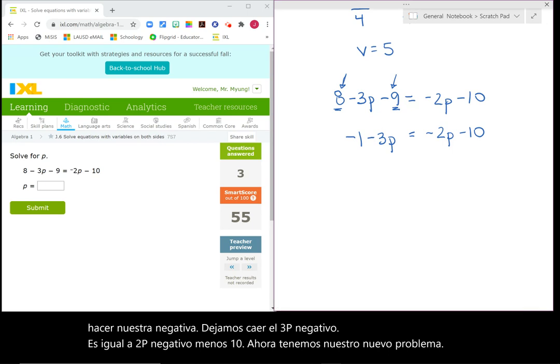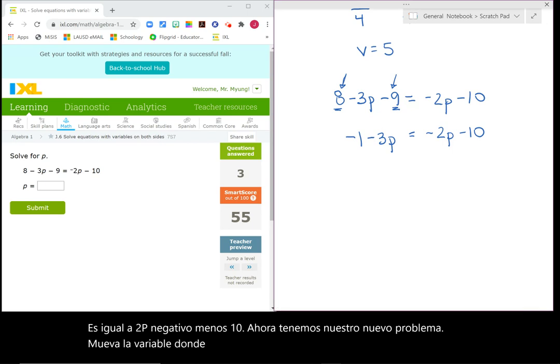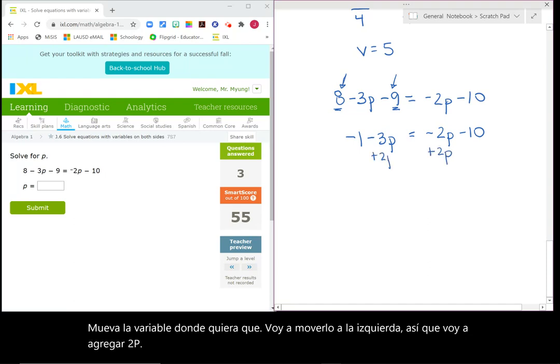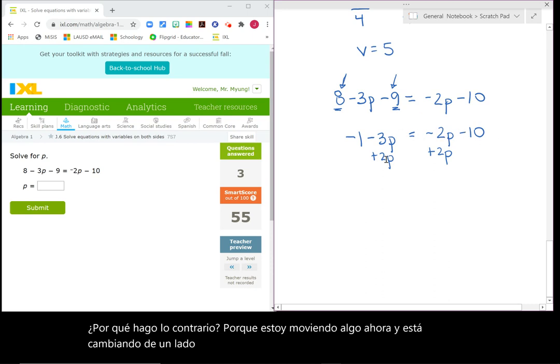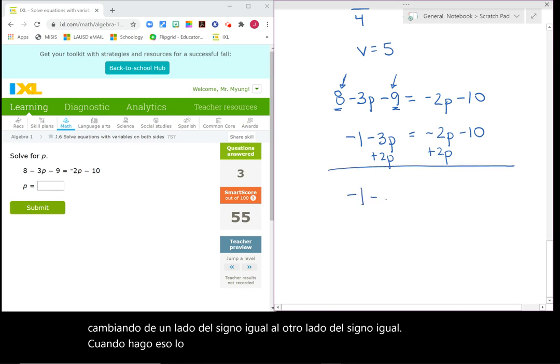Move the variable wherever you want. I'm going to move it to the left, so I'm going to add 2p. Why am I doing the opposite? Because I am moving something now, and it is changing from one side of the equal sign to the other side of the equal sign. When I do that, I have negative 1 minus 1p equals negative 10.